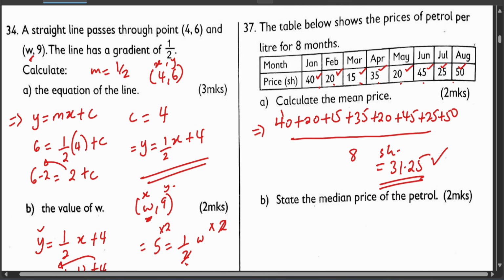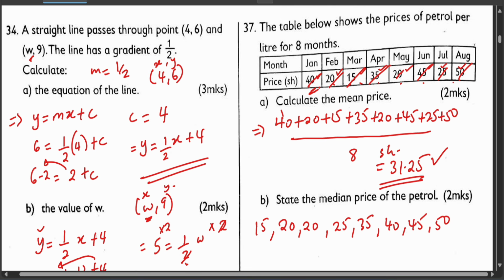State the median price of the petrol. Sasa median itabidi sasa to arrange from smallest to largest ones. So your smallest is 15, if I'm not wrong. So starting with 15, then followed by 20 two times, then 20 ingine, then followed by 25, una 30 hakuna, then followed by 35, then followed by 40, then 45, then 50.